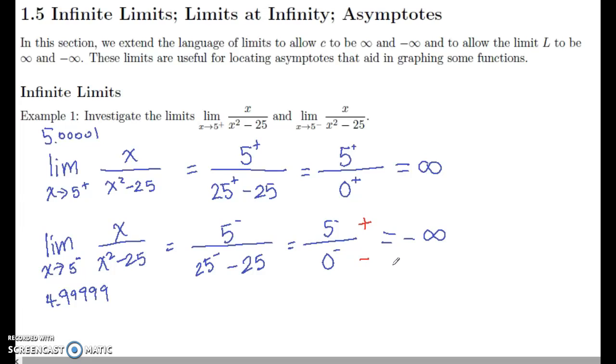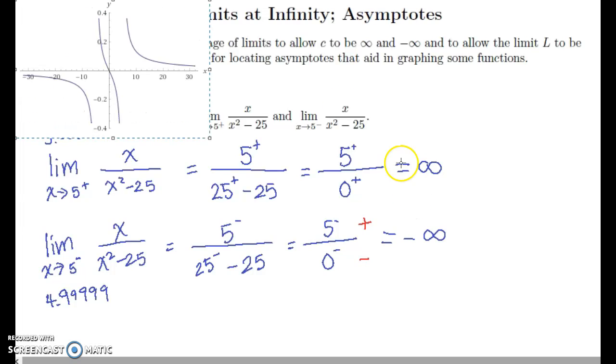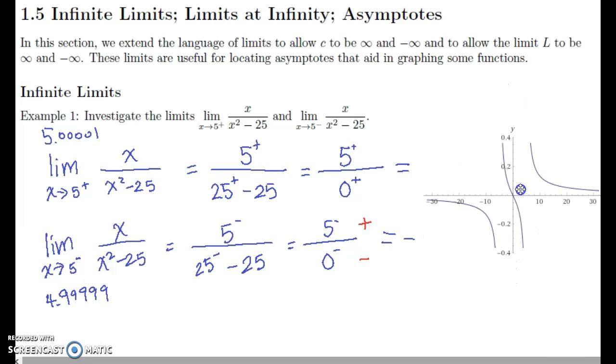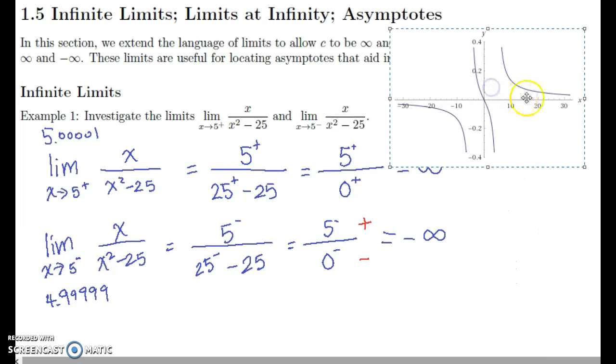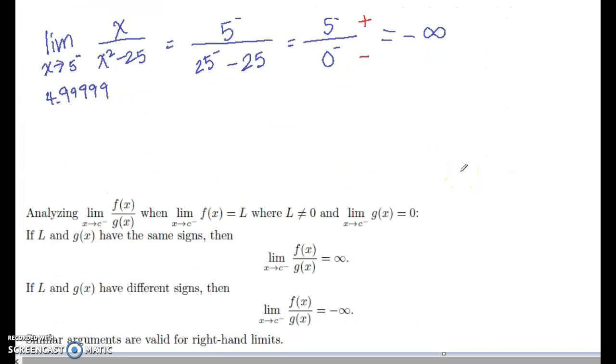And you can also confirm the limit by looking at the graph of this function. If you take a look at 5 right here, if you approach 5 from the left, it's negative infinity. And if you approach 5 from the right, it's positive infinity. Then it leads to the discussion of the infinite limit.